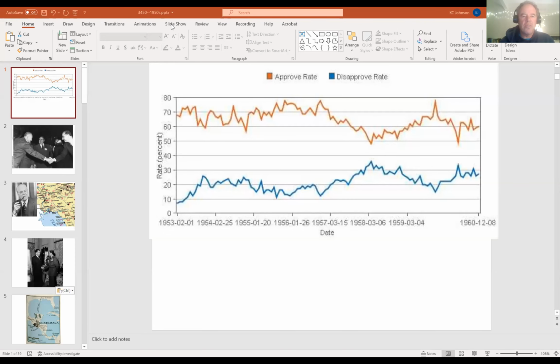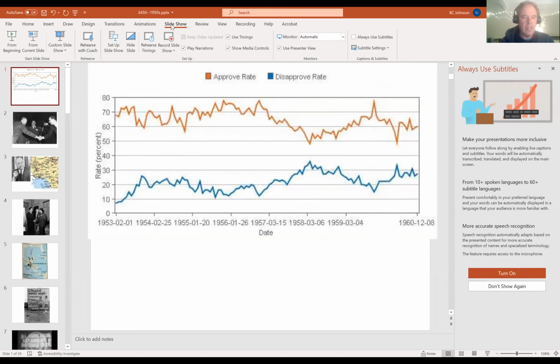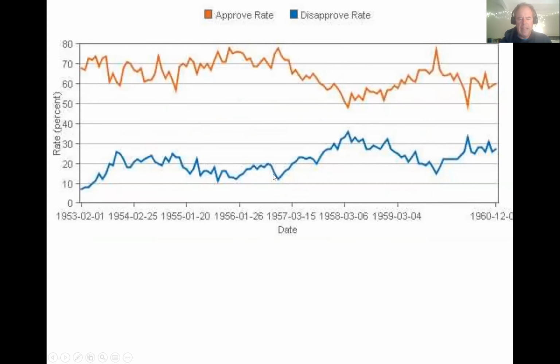So this is our first snippet for this week, which is going to look at the Eisenhower administration. One of the things that I think distinguishes Eisenhower from the contemporary environment is his approval rating for his presidency. The orange is approval, the blue is disapproval. You'll note that he's in office for 8 years, and far more Americans approve of him than disapprove of him throughout. I mean, this is a different political era.